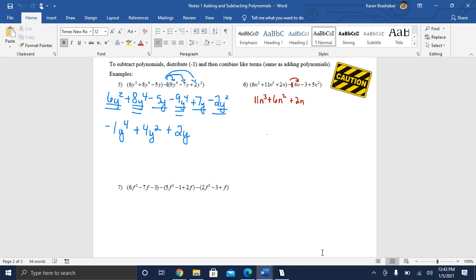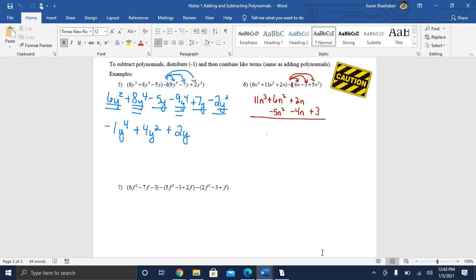And then I'm distributing a negative 1. So negative 1 times 4n will make negative 4n. Negative 1 times negative 3. Now, that's a constant. I don't have a constant in that top row. So I'm going to put my constant, and it's positive. Negative times negative makes positive. I'll just put it out to the side. And then negative 1 times 5n to the second makes negative 5n to the second, which will line up under its like term. Then we'll combine.